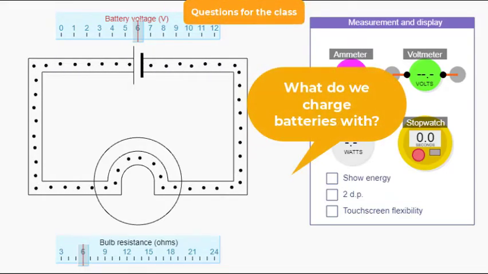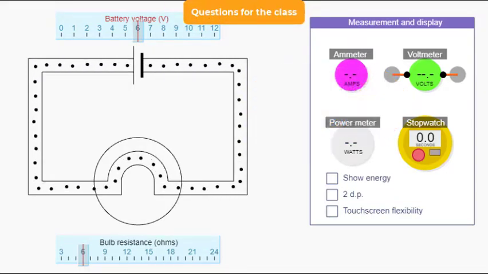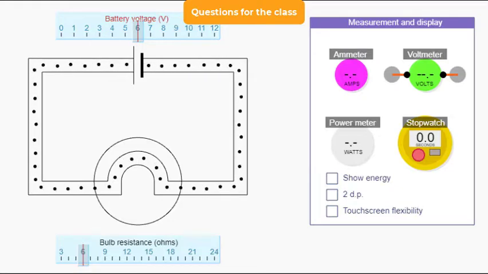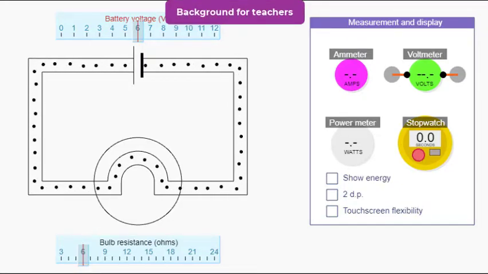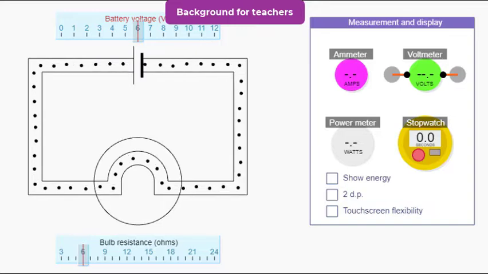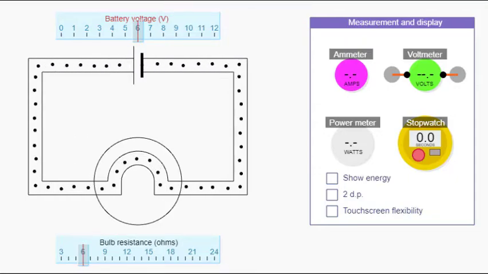So what do we charge batteries with? What are they a store of, and what do they run out of? And the answer is energy. At a conceptual level, batteries run out of energy. At a concrete level, they run out of chemicals to react. Let's click the Show Energy checkbox.